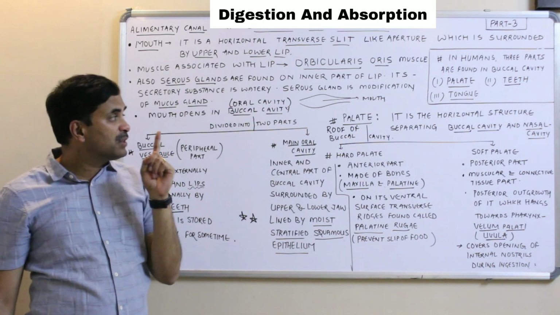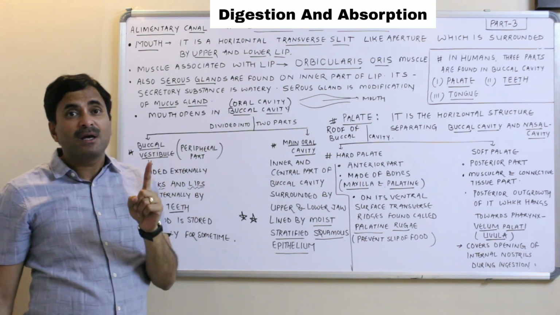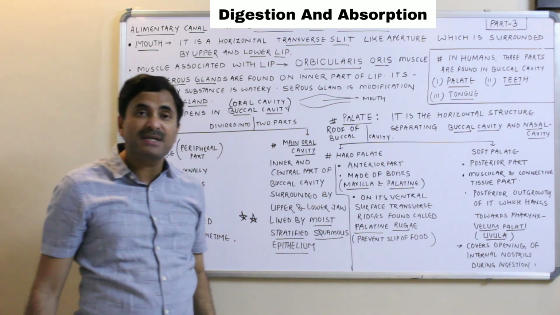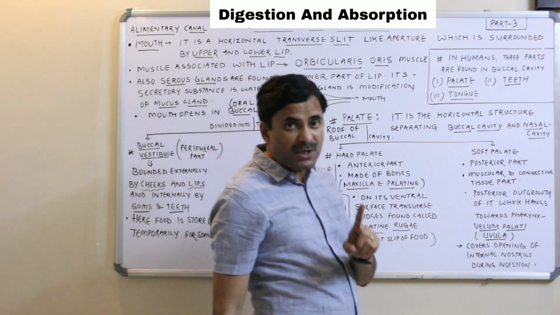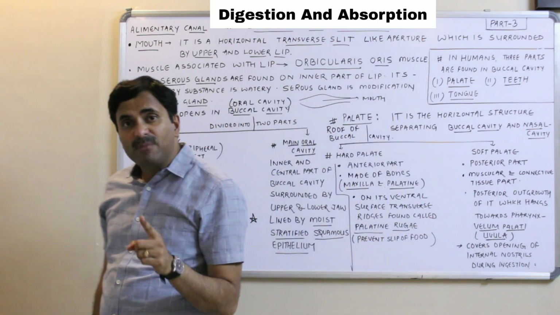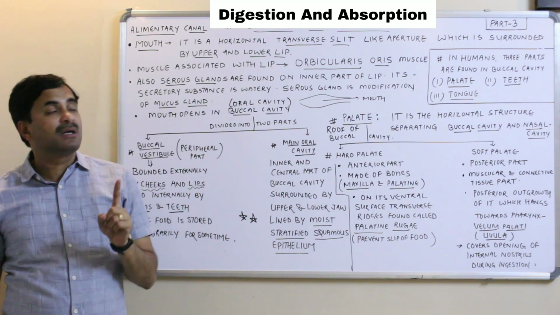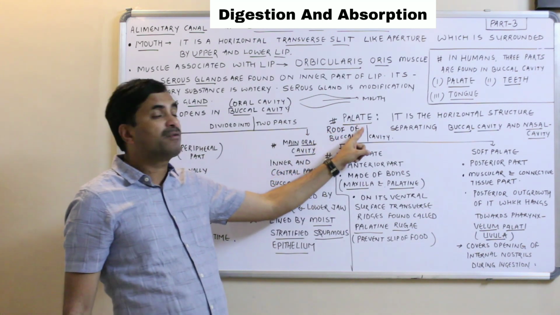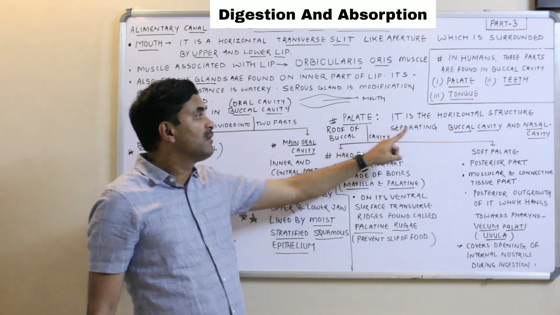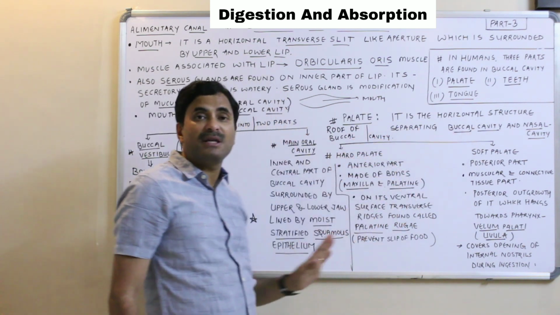Because of this important structure only, we can breathe while we eat. Because of this special structure, at the time of eating also we can breathe, just because of the palate, because it is a horizontal structure which separates the buccal cavity and nasal cavity.